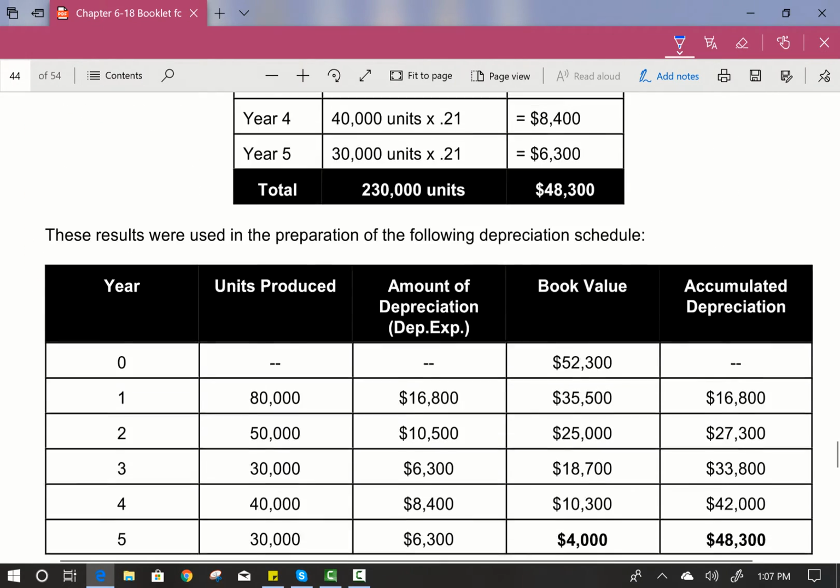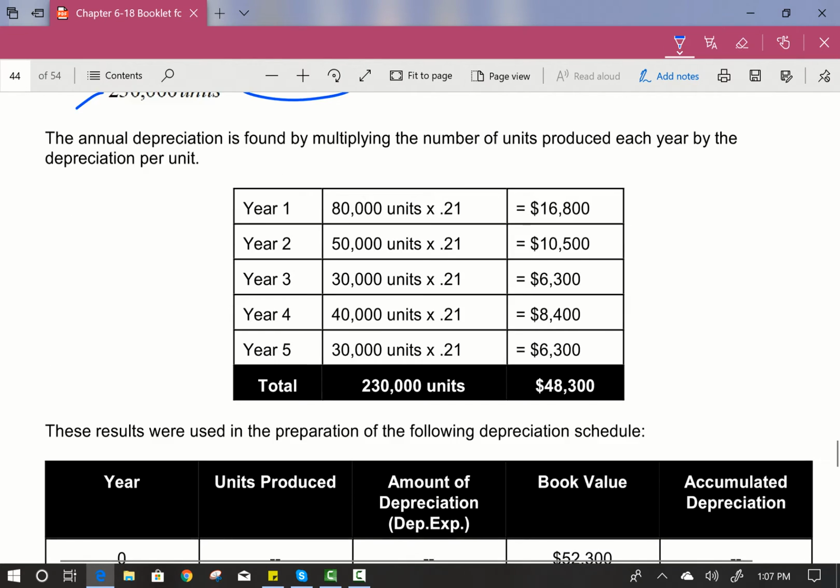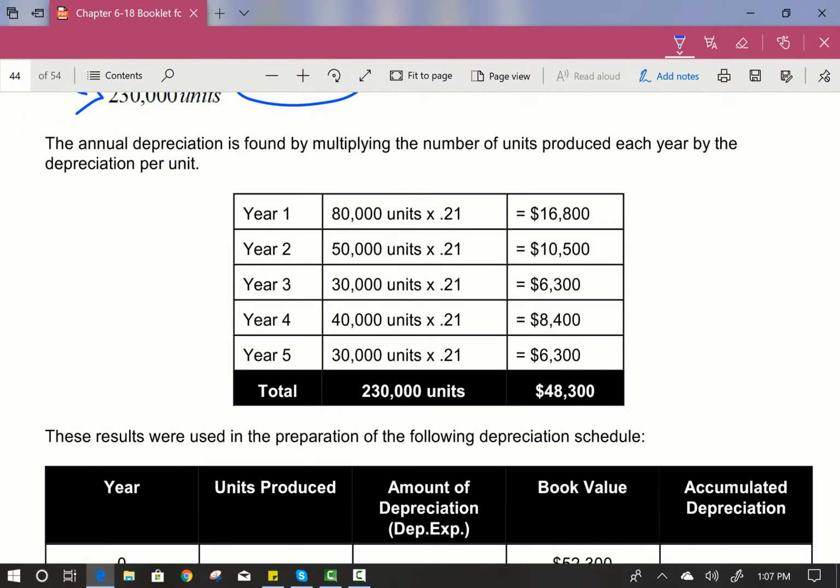And let's see if I included my assumption. I did not include my assumption. But let's say at the end of the year, we know that we produced 80,000 units. So that would be something I would have to give you. We produced 80,000 units times 21 cents a unit gives us our depreciation expense for year one of $16,800.